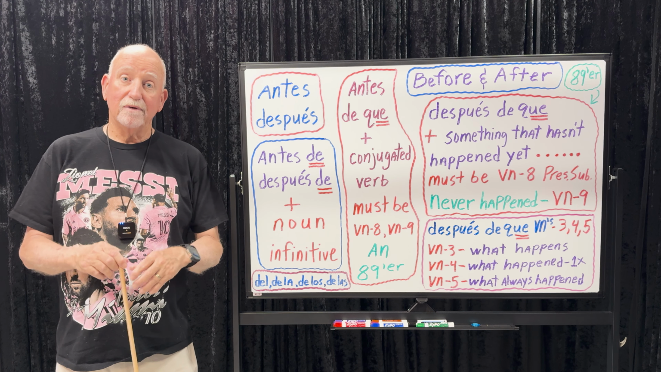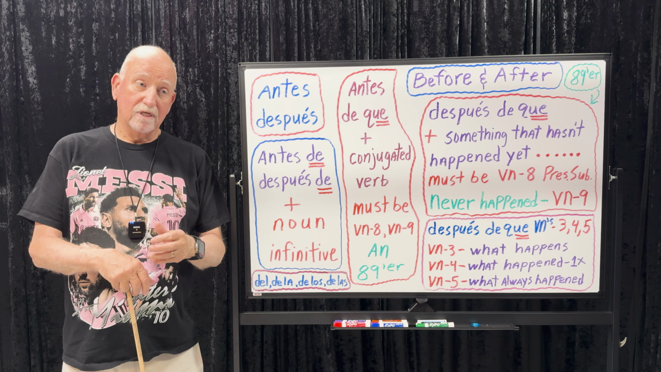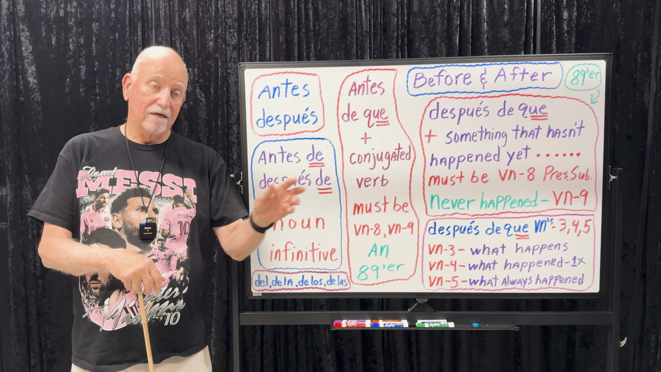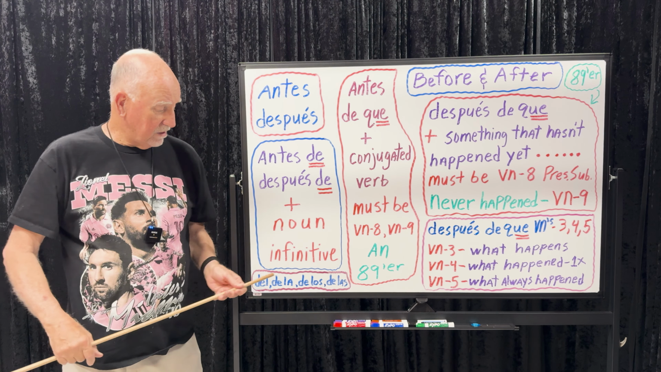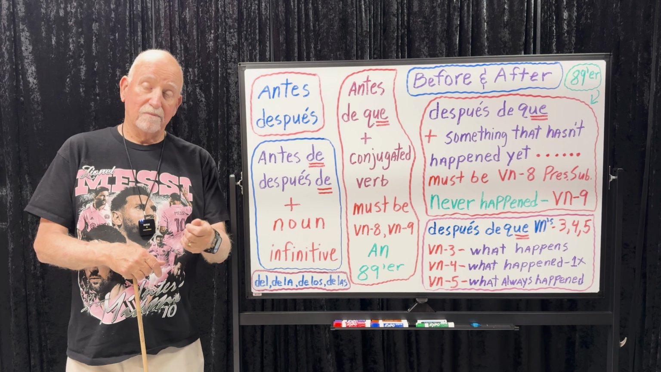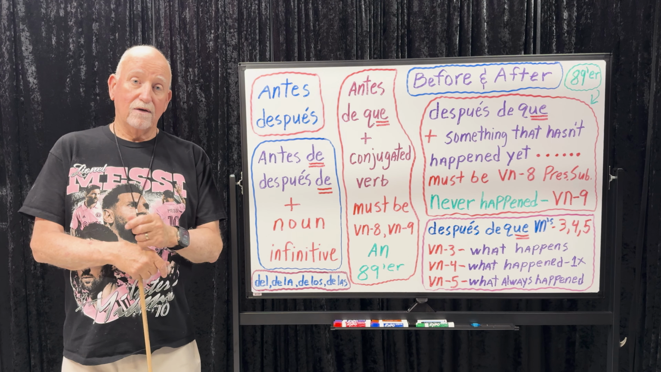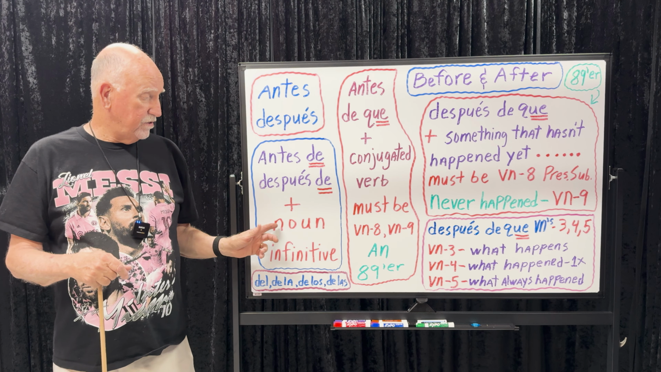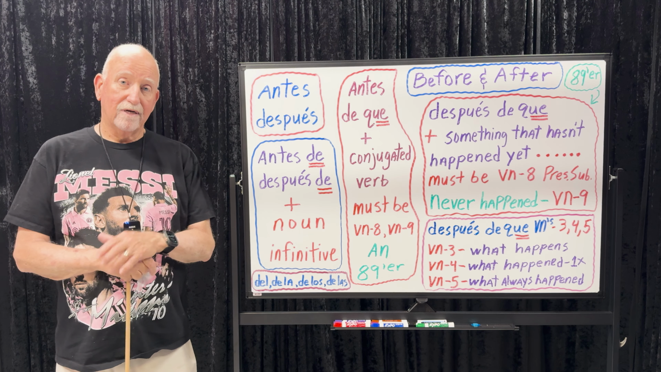Before the party, we need to make a lot of plans. Antes de la fiesta, tenemos que preparar mucho. Tenemos que hacer muchos planes. Antes de la fiesta. Okay? So if you want to say before and follow it with a noun, you're going to use the de a phrase. Now, we had un before a test, antes de un examen. If you want to say before a party, antes de una fiesta. But basically, you're going to go with antes de plus your noun, and you're going to use one of del, de la, de los, or de las, right?